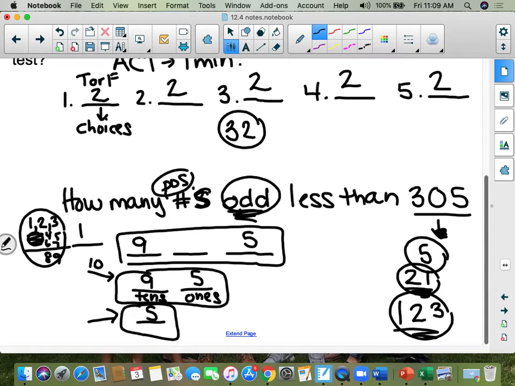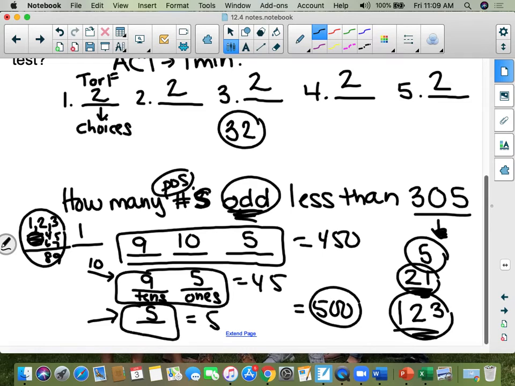This can be a 5 because the only numbers that can go there to make it odd are 1, 3, 5, 7, and 9. But this can be 10. And that's where it gets a little confusing. So basically 50 times 9 is 450 numbers. This makes 45 and this makes 5. Altogether there are 500 numbers less than 305.